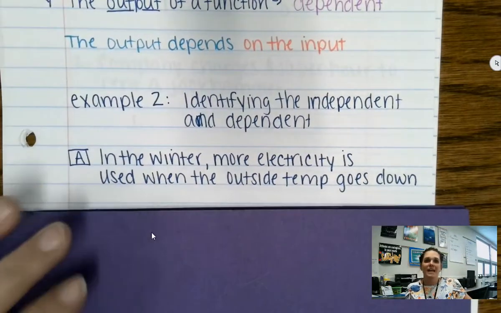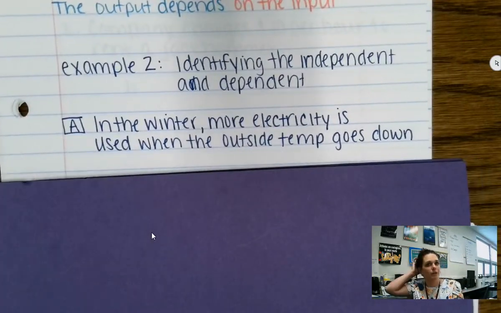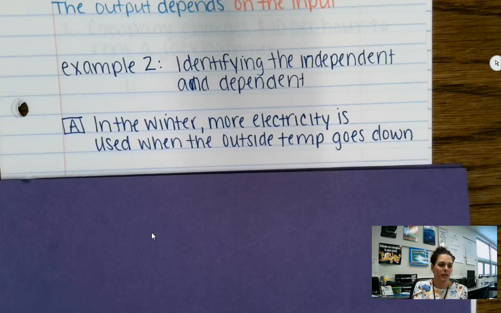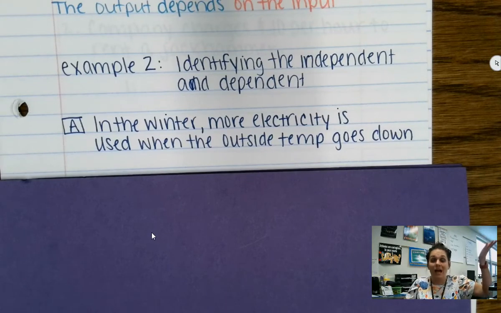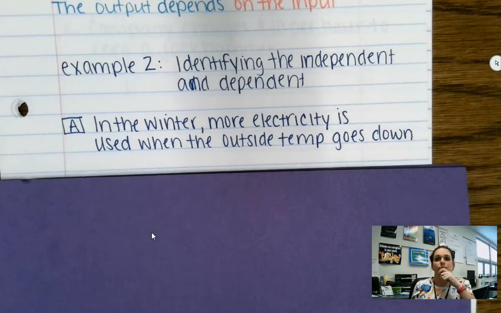In the winter, which is what we are actually approaching, more electricity is used when the outside temperature goes down. As we would say, fact. In the winter, I use more electricity as the temperature goes down. I guess that would be the same with my air conditioner: the temperature goes up, I use more electricity. Again, in the winter, more electricity is used when the outside temperature goes down.